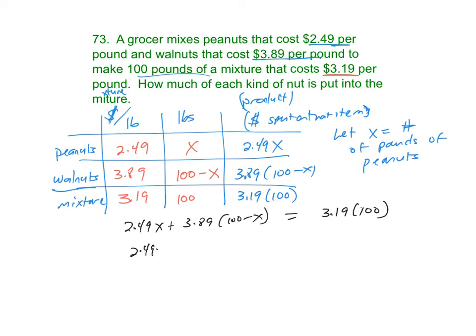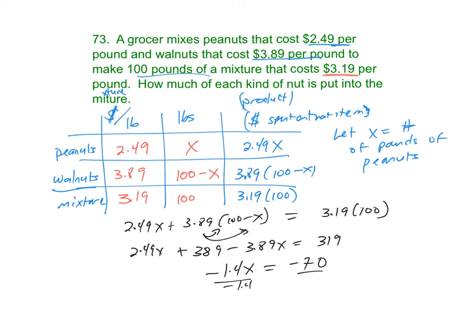So we have 2.49x. I'll distribute the 3.89 to the 100 and minus x. So plus 389 minus 3.89x is equal to 319. And then we'll combine like terms. So 2.49 minus 3.89 is minus 1.4x. I'll subtract 389 from both sides. So that'll give us negative 70 on the right side. And then we'll divide both sides by negative 1.4. And x turns out to be 50 pounds.